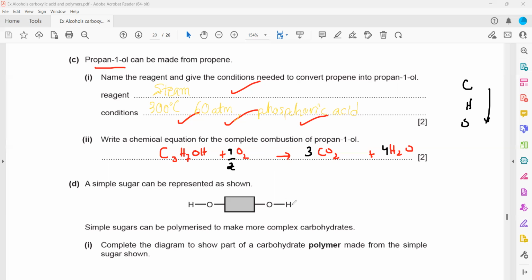Or if you want to convert into whole numbers, you multiply all of them by 2. When you multiply by 2, this will become 2, this will remain 9 because the 2 cancels out, this will become 2 multiplied by 3, 6, and this will become 4 multiplied by 2, 8. So this is also fine. The previous one, written in fractions, is also correct. No difference, you will get the marks as the equation is balanced. Is this balancing clear?